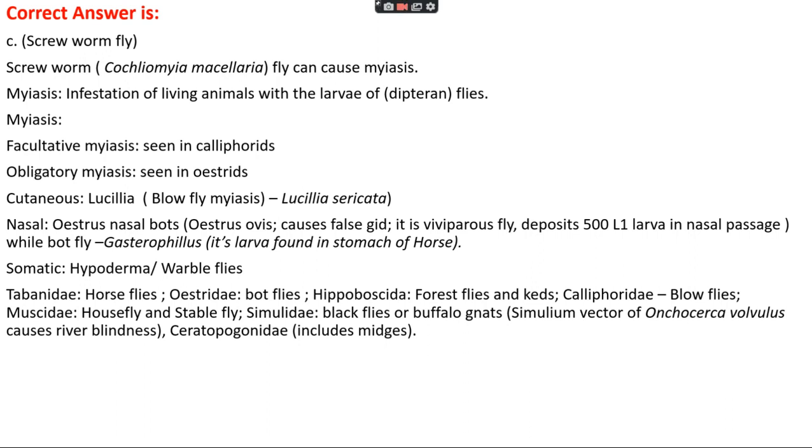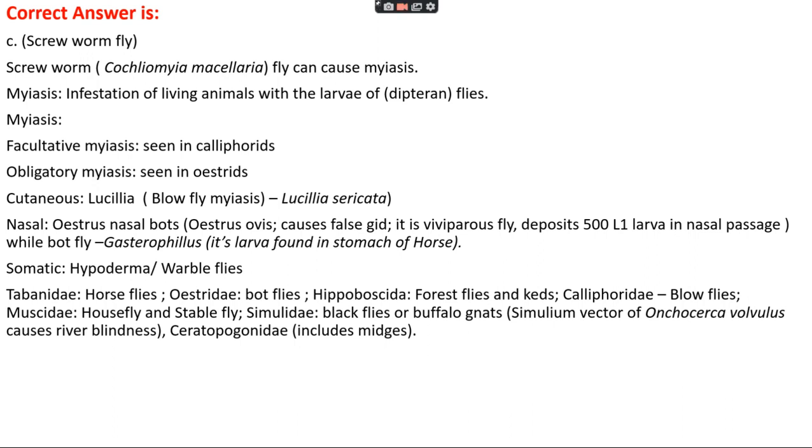they cause false gid. This Oestrus ovis is a viviparous fly because it doesn't lay eggs, it directly gives larvae, and it deposits 500 L1 larvae in the nasal passage. While this bot fly, Gastrophilus, known as bot flies, is a stomach fly of the horse, it's found in the stomach of the horse. The next myiasis is somatic myiasis. A Hypoderma or warble fly causes somatic myiasis.